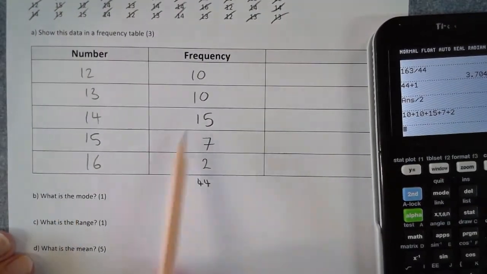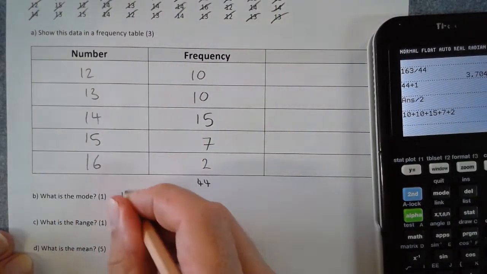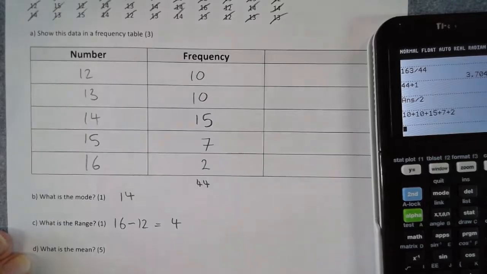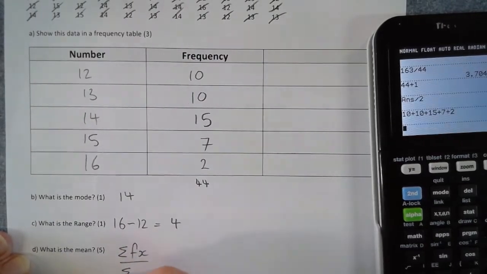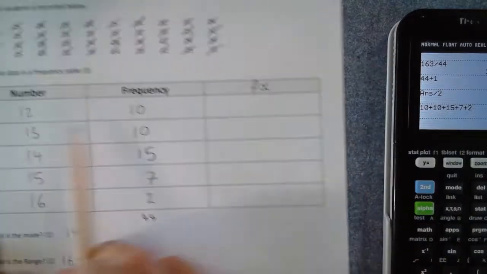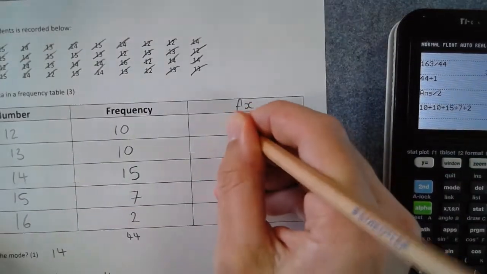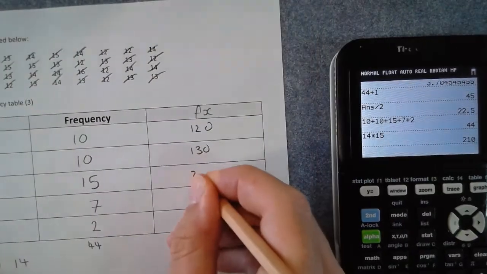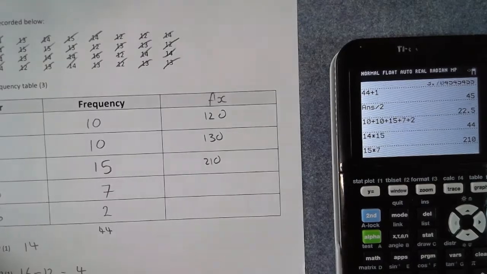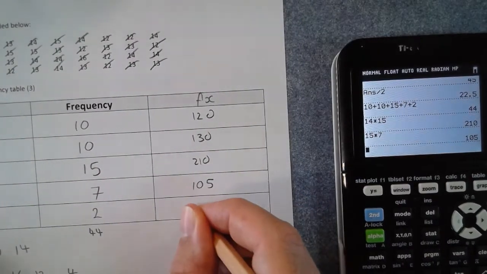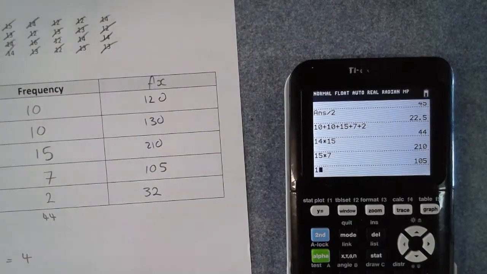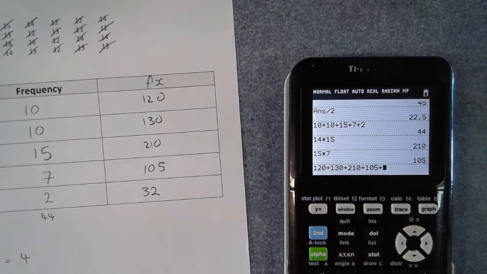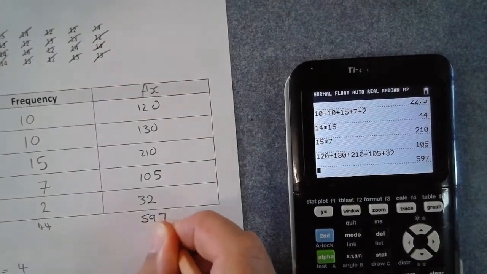Alright, same again. What's our most common number? 14. It's got the highest frequency. The range, oldest take away the youngest, so our range is 4. Our mean, total of fx divided by the total of f, and here's our fx column. You multiply across: 12 times 10 is 120, 13 times 10 is 130, 14 times 15 is 210, 15 times 7 is 105, and 16 times 2 is 32. I'm going to add these together: 120 plus 130 plus 210 plus 105 plus 32 is 597.